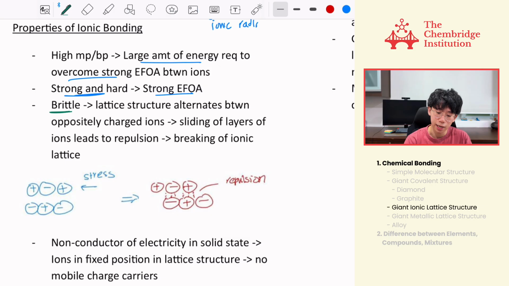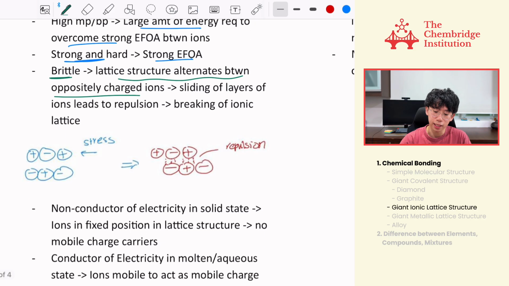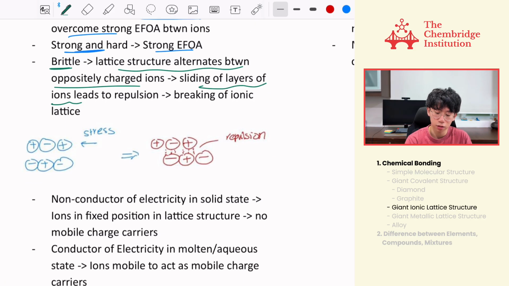This is because the lattice structure usually alternates between the oppositely charged ions. If you put a force to make the layers of ions slide, it will lead to repulsion. This repulsion, as shown by the diagram over here, will lead to massive repulsion and it will break apart the whole ionic lattice. Hence, it is very brittle.